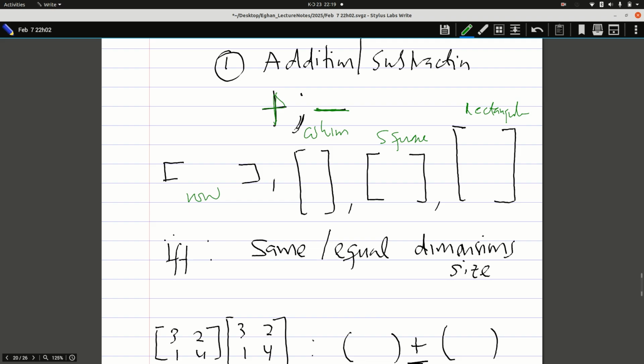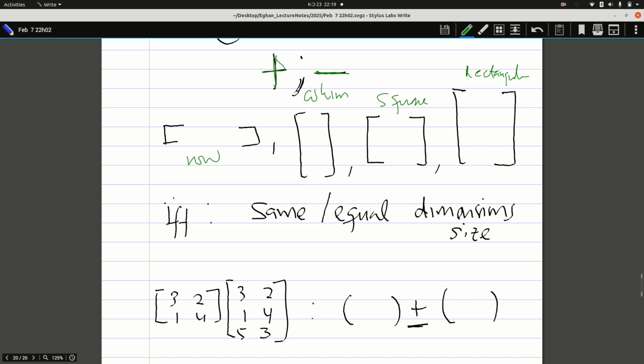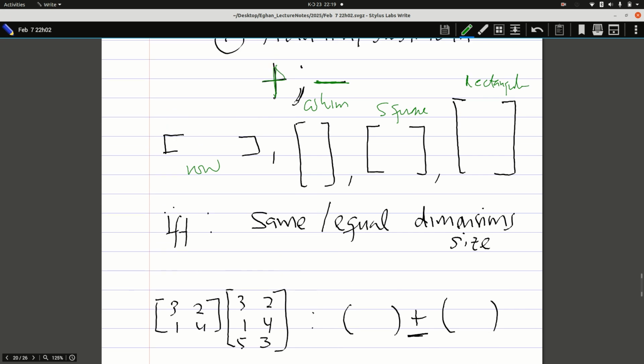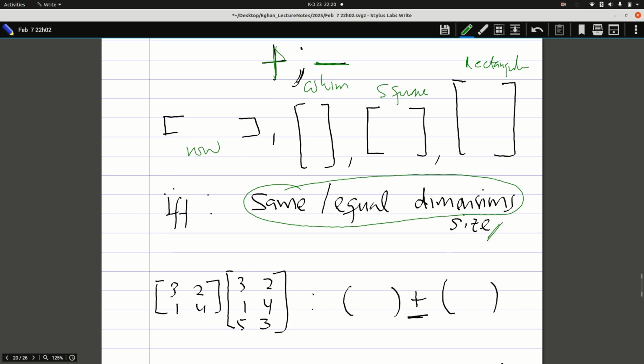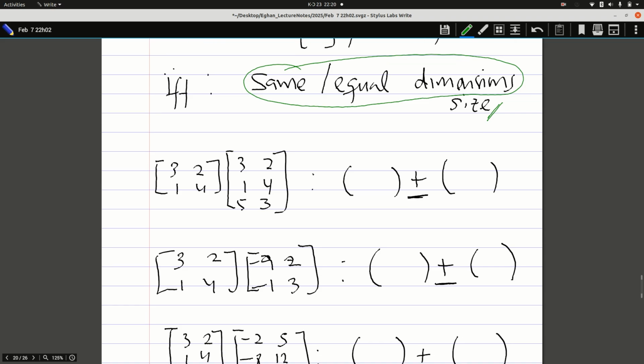Before we can add any of these forms of matrices, there's a rule we must follow. That rule says that these matrices must have the same or equal dimension. Dimension is the same as size. You know that. Equal dimension before you can add or subtract them. So let's take a quick example here. Before you do operations, you must classify or determine the dimension of your matrix.